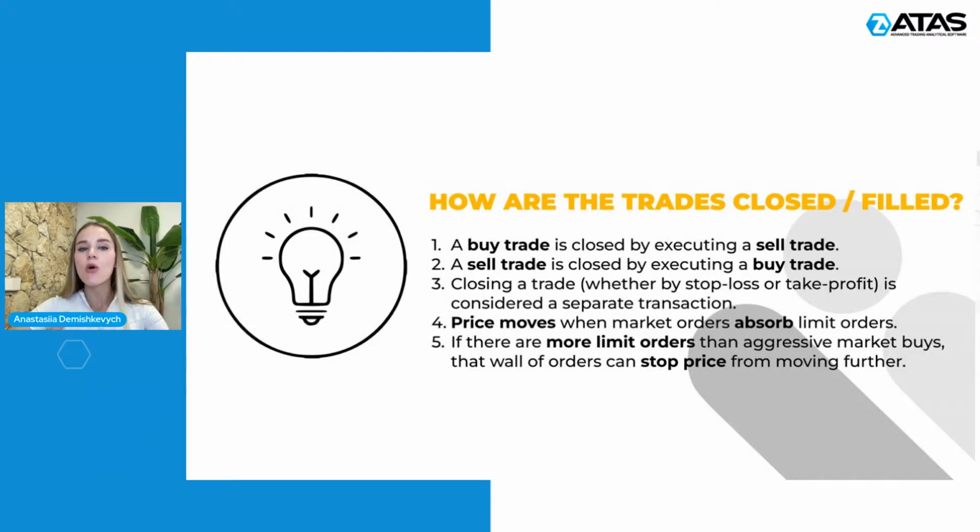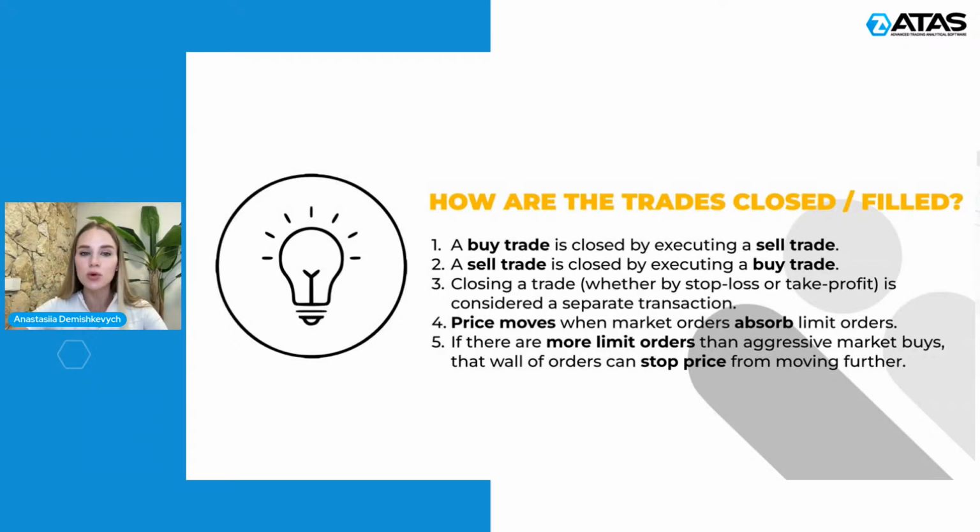Now, how are the trades essentially closed, filled? We already talked about it. To summarize a couple of key points before we transition into the practical part of today's training: first, a buy trade is closed by executing a sell trade. A sell trade is closed by executing a buy trade. Closing a trade, whether by stop loss or take profit, is considered a separate transaction. That's important because it's going to be separately counted into the total volume.